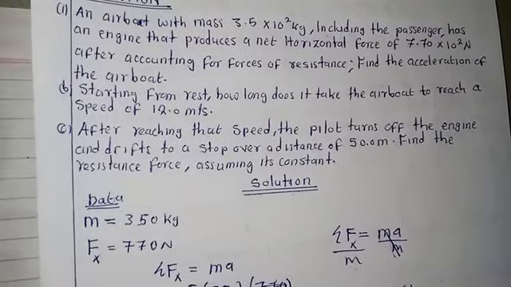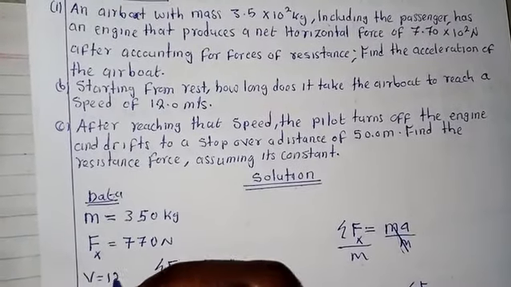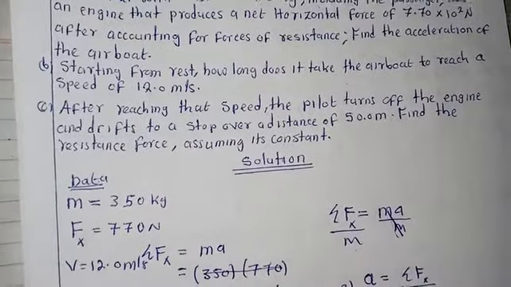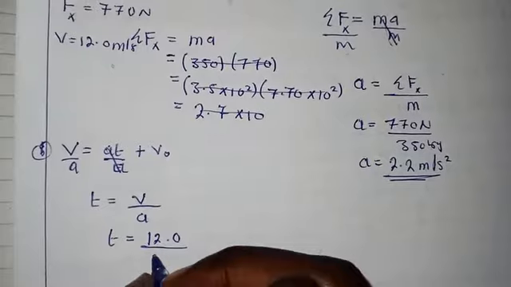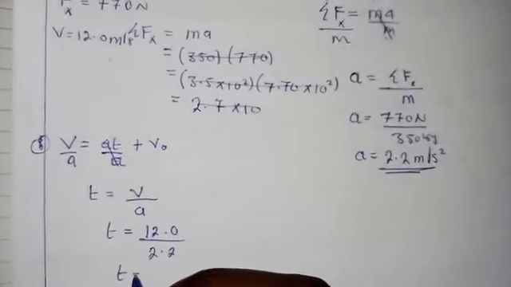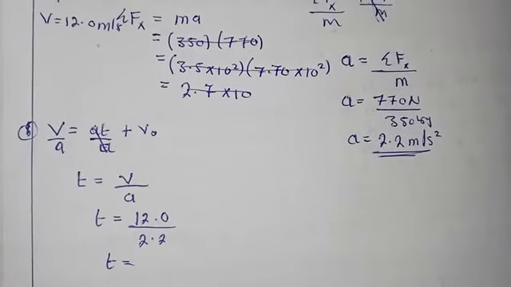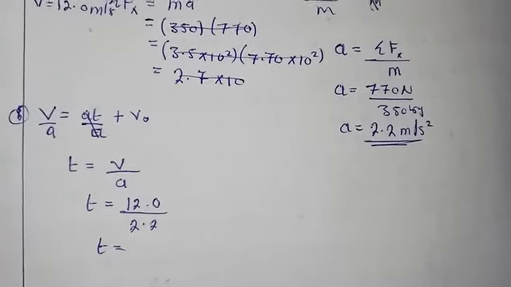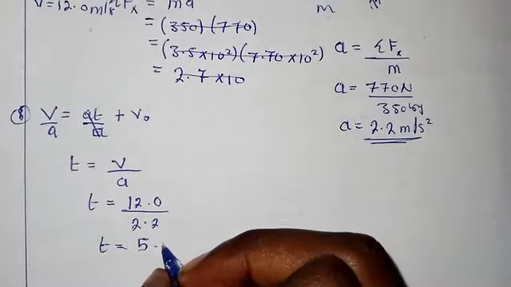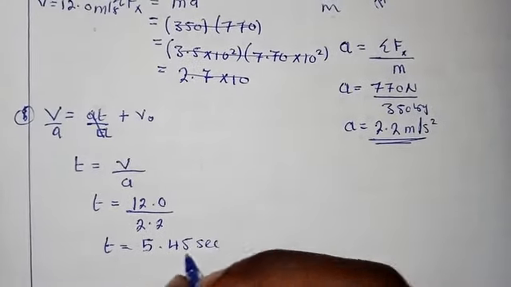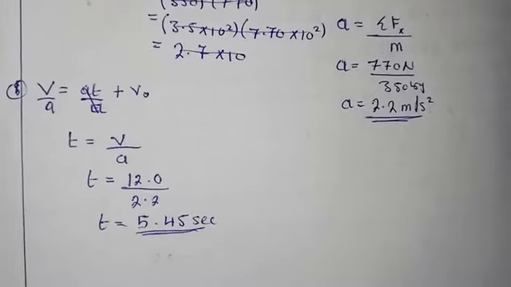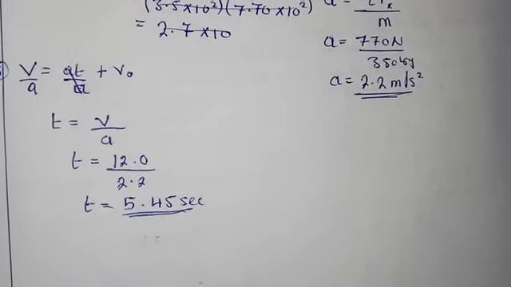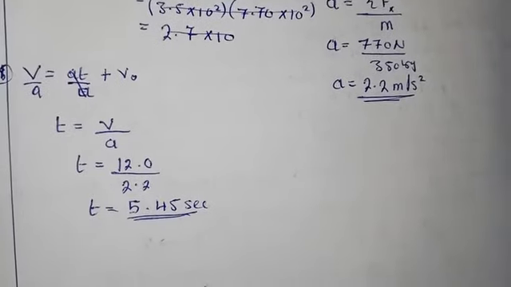We didn't even finish writing the data because we were told that the velocity is simply 12.0 meters per second. So we're going to put our 12.0 here, with an acceleration of 2.2. Therefore, we say 12 divided by 2.2. We are going to have a time of 5.45 seconds. Okay, so this is how you apply Newton's second law of motion. I'm sure you are able to see how easy it is to do this.